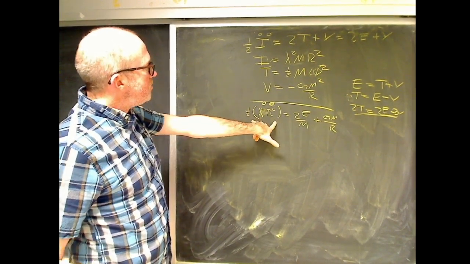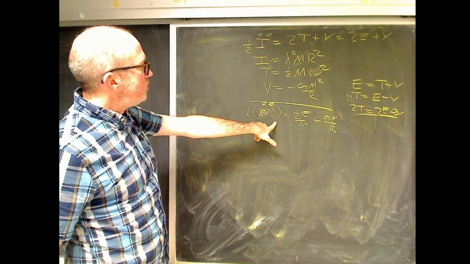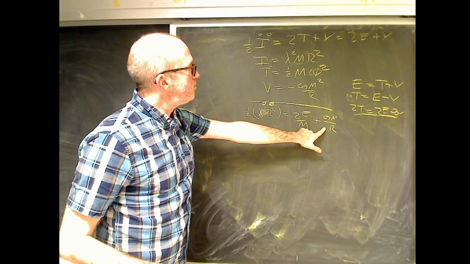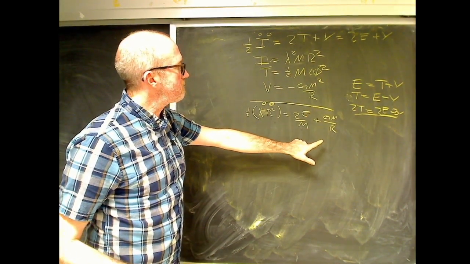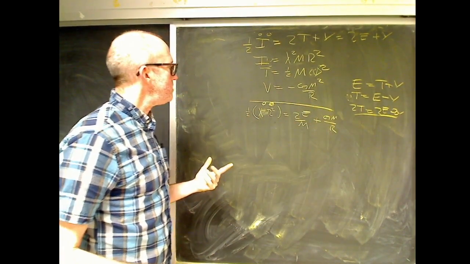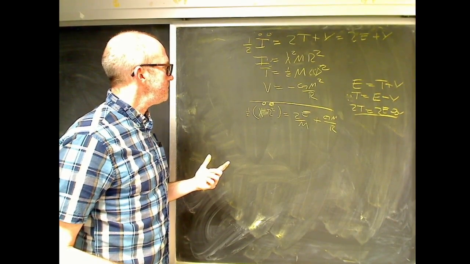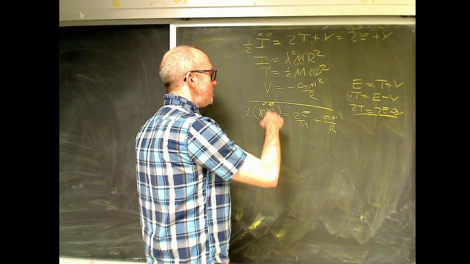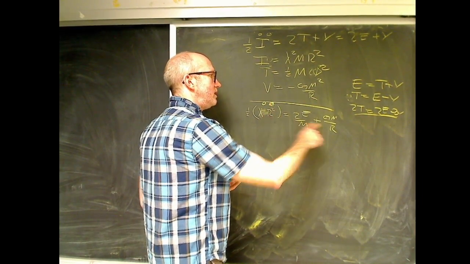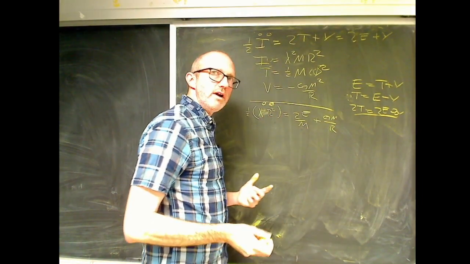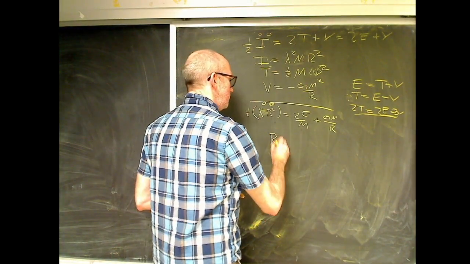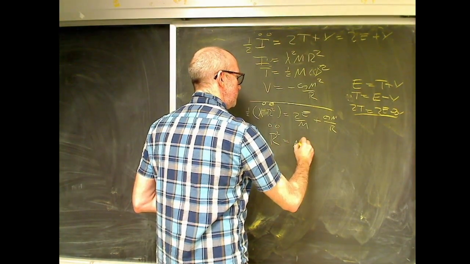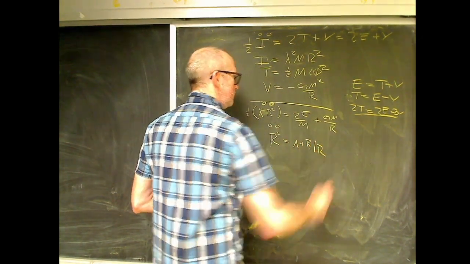So I've got my one half I double dot, which is lambda squared R squared double dot, equals E minus V. That's a constant, that's not. So now I've got a differential equation. What does it look like? It looks like the second derivative of R squared equals a constant plus 1 over R. So this is R squared double dot equals A plus B over R.